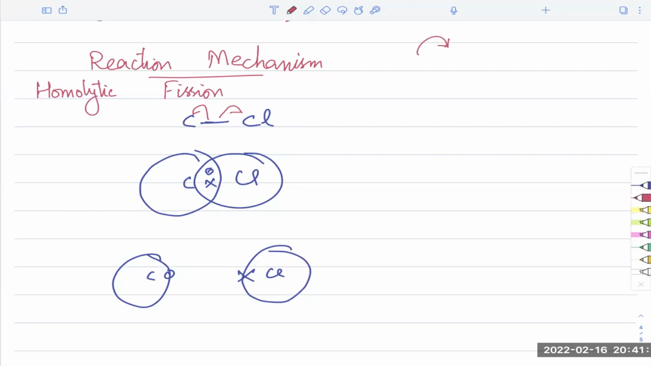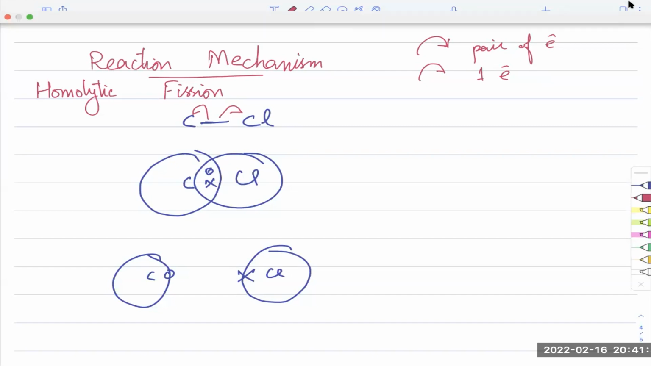Notice that a curly arrow always shows, this means a pair of electrons, and this means 1 electron. Okay, that 1 electron going, and that means 2 electrons going. A curly arrow is supposed to show movement of electrons. Okay, and homolytic fission is when both the atoms get equal shares.